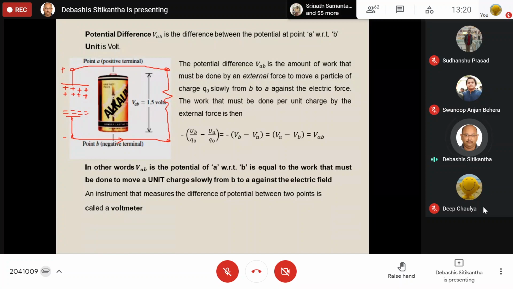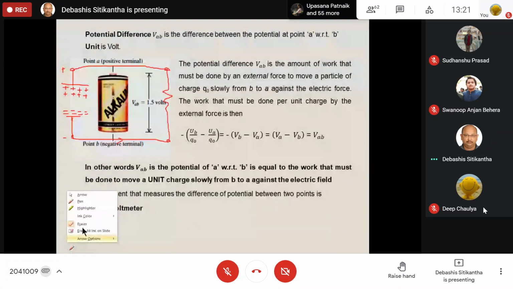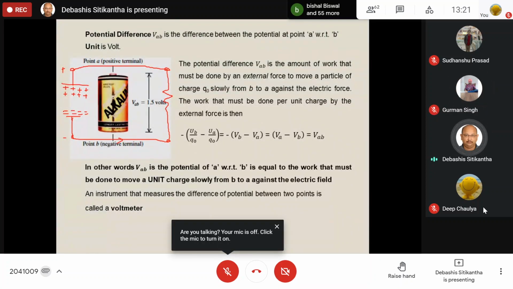Now, let me tell you in a very clear manner that the positive charges are massive in nature, they cannot move. But all the electrons which are present over here, over here, over here, will be dragged towards the negative terminal. I hope everybody is understanding. Is it clear to you all? Yes or no? Yes, sir. Okay, so fine.